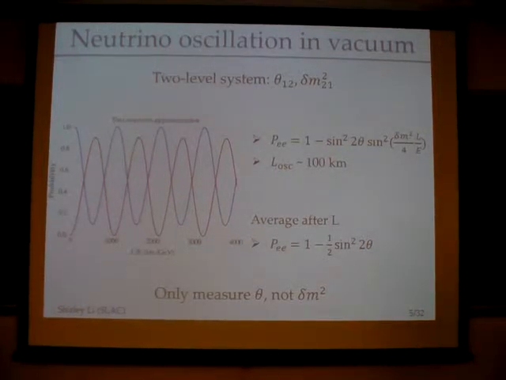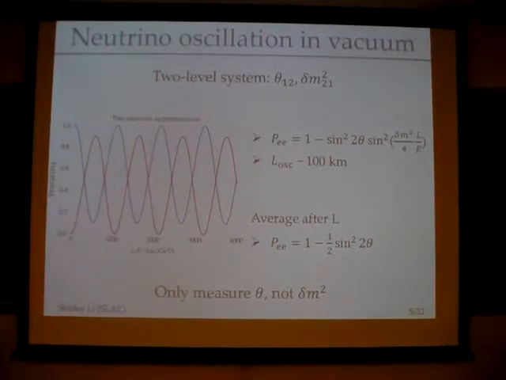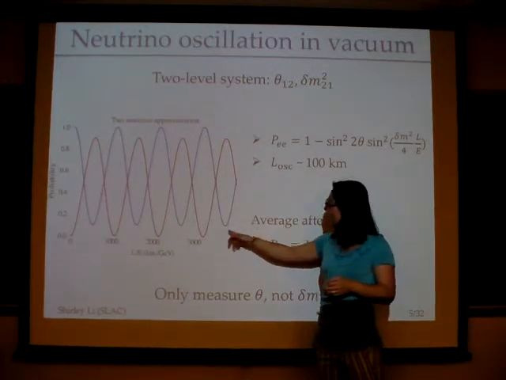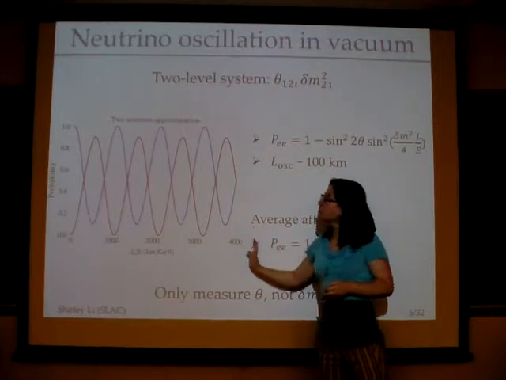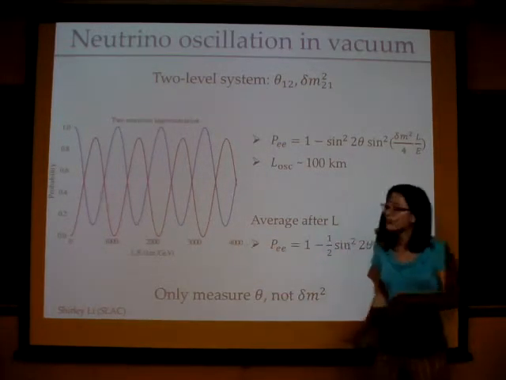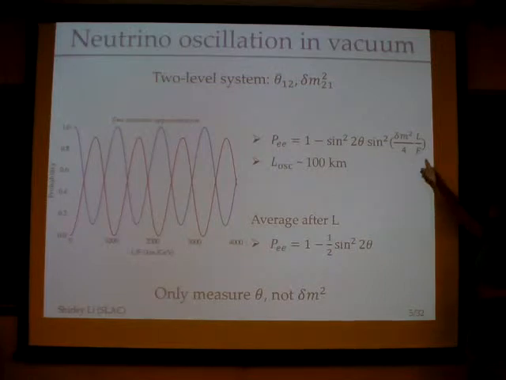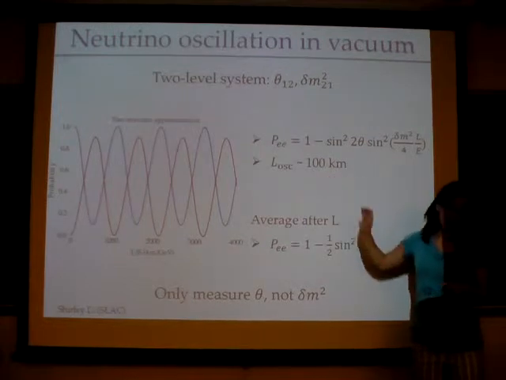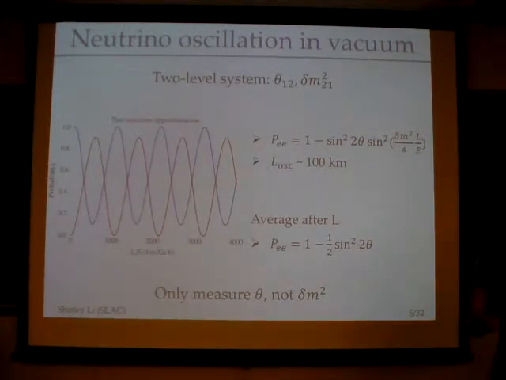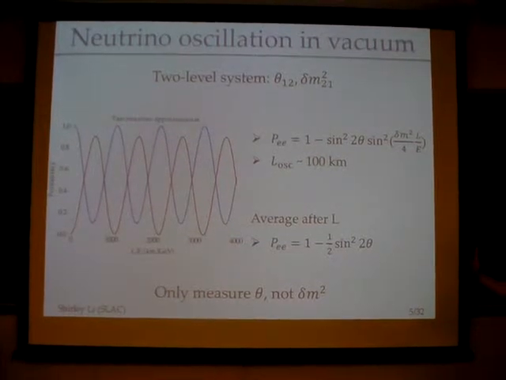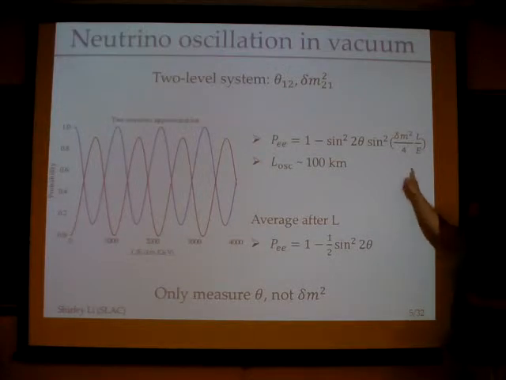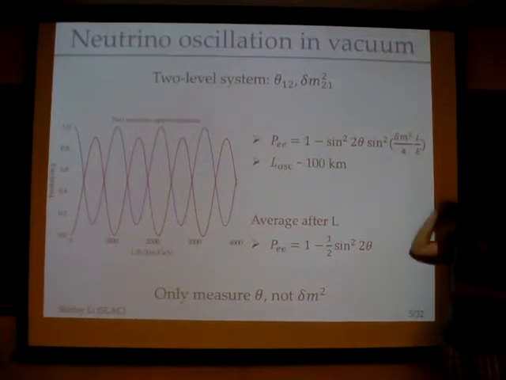But actually, it's a little bit more complicated than this. Because in order to see this pattern, what you want to do is pick a phase point, measure this amplitude, that gives you the angle, and measure this position, that gives you delta m squared. But in order to do that, this quantity has to be on the order of 1, which would give you an oscillation length of about 100 kilometers. But solar neutrinos are produced in the sun, in a region much larger than the oscillation length. So solar neutrinos that reach your detector probably differ in this quantity by many pi's. So this quantity has to be averaged over length.